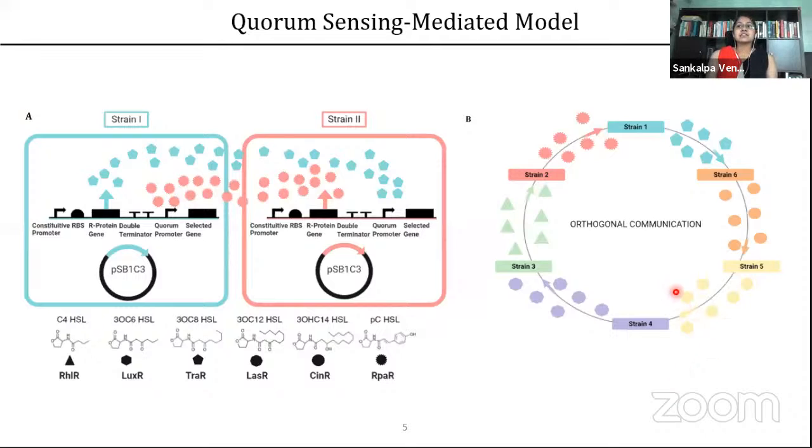So in this case, the blue pentagons produced by strain 1 affect gene expression in strain 6 that leads to increased fitness of strain 6, and so on and so forth until strain 2 similarly can increase the fitness of strain 1 when strain 1 senses the AHL produced by strain 2.